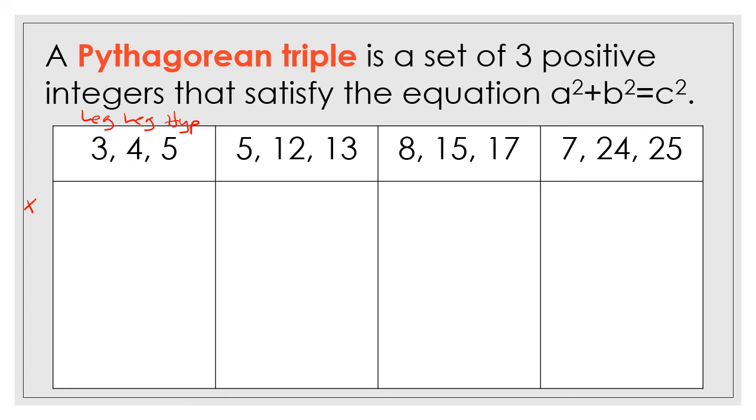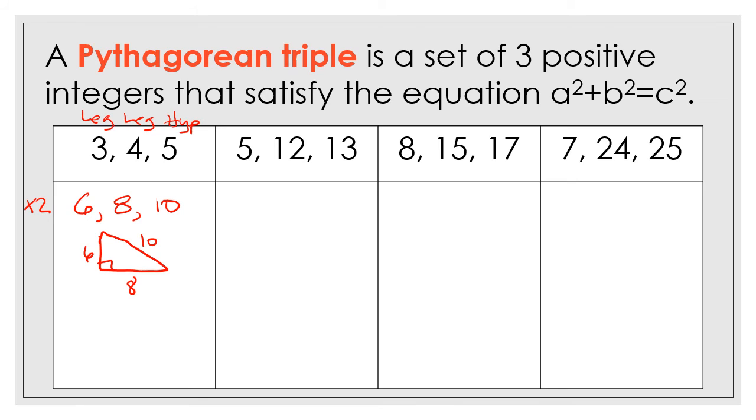So when we look at this, if I take this times 2, 3 times 2 is 6, 4 times 2 is 8, and 5 times 2 is 10. So 6, 8, and 10 form a Pythagorean triple, which means a triangle with sides 6, 8, and hypotenuse 10 will be a right triangle.